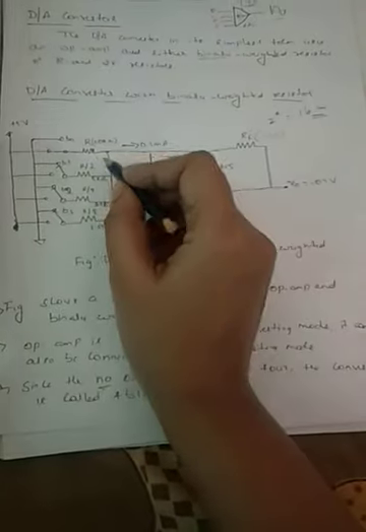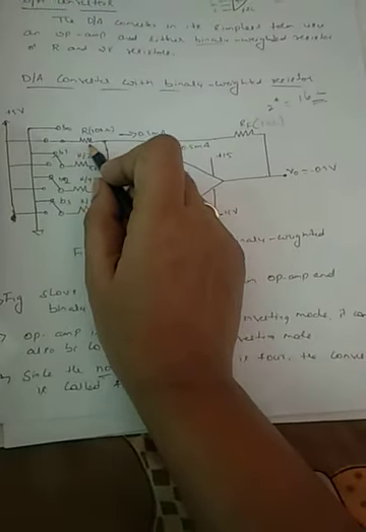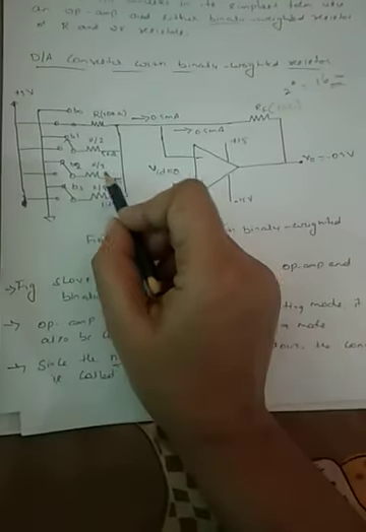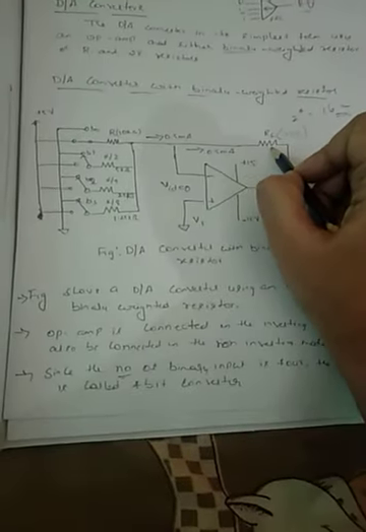So there are 4 inputs connected to the inverting terminal, each switch connected with a resistor. The first switch is with R, then R by 2, R by 4 and R by 8. Since R is 10 kilo ohm, R by 2 is 5 kilo ohm, R by 4 is 2.5 kilo ohm and R by 8 is 1.25 kilo ohm. Depending on the input, the switch is connected either to plus 5 volts or to the ground. And there is a feedback resistance RF.